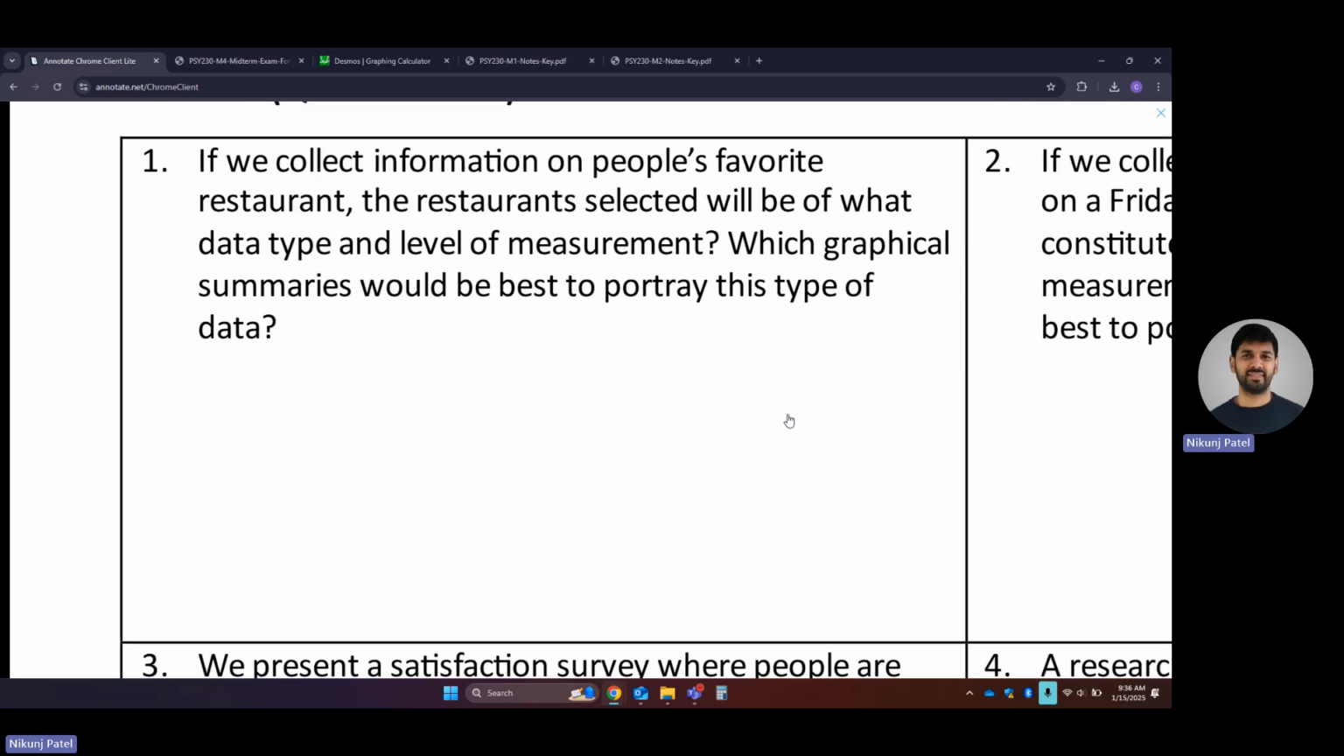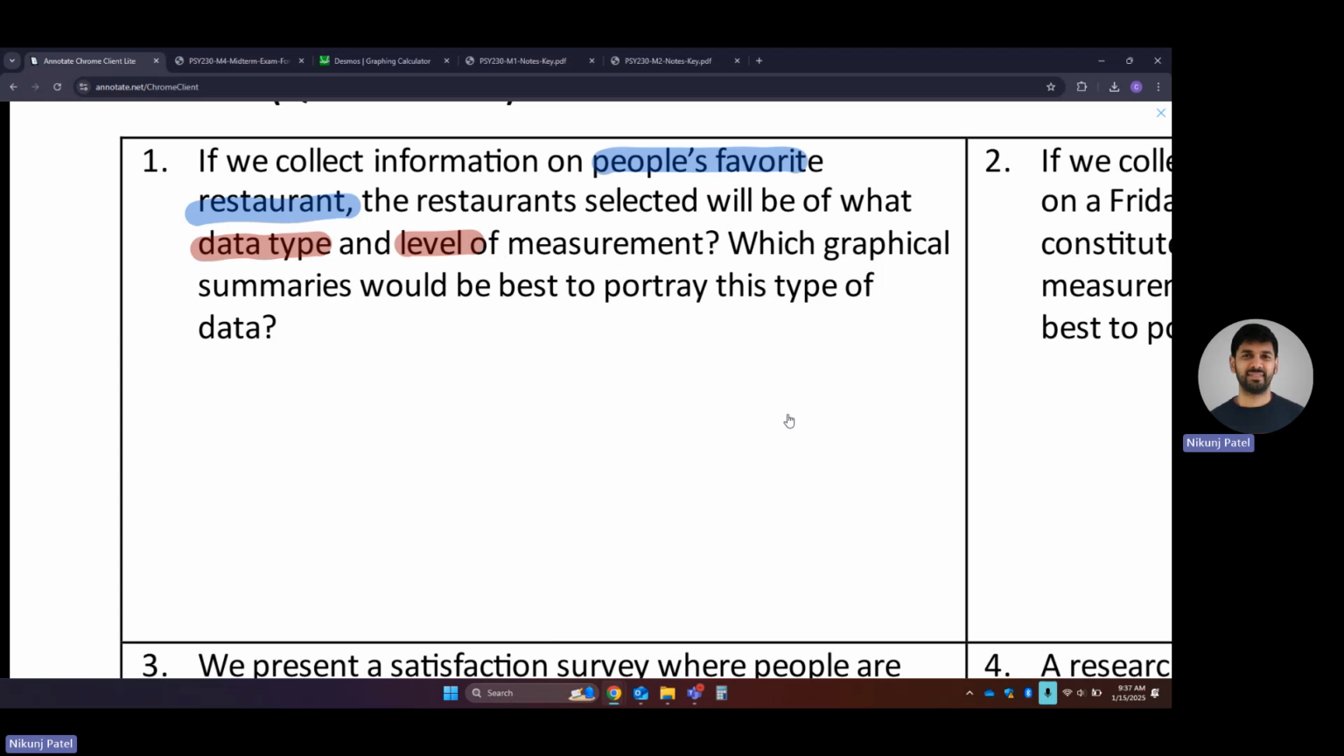Number 1 says that we have a situation where we're collecting information on different topics, such as people's favorite restaurant. And we're being asked what type of data and what level of data that would be. So we got data type and level. And we are collecting people's favorite restaurant. So they get asked a question and they respond with the name of the restaurant. That's their favorite one. So that's a type of data, even though it's not numeric. Data doesn't have to be numeric all the time.